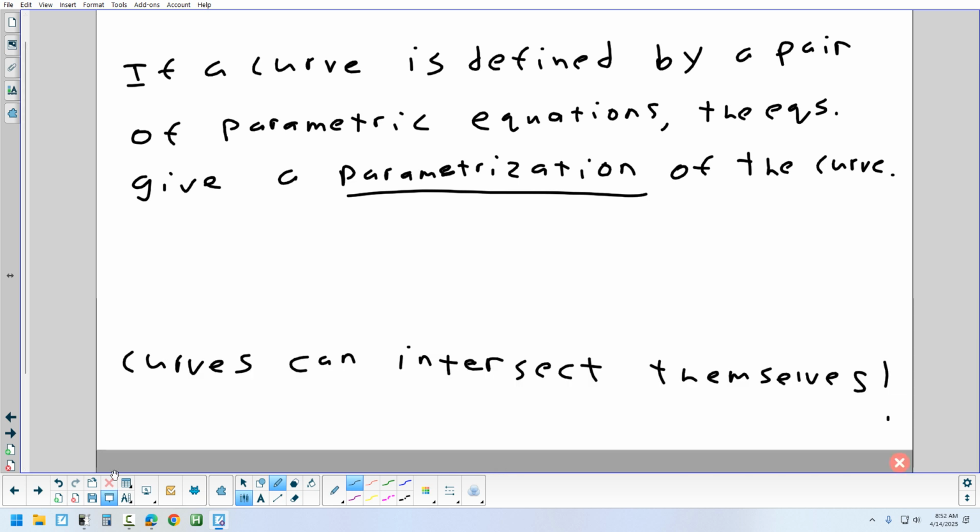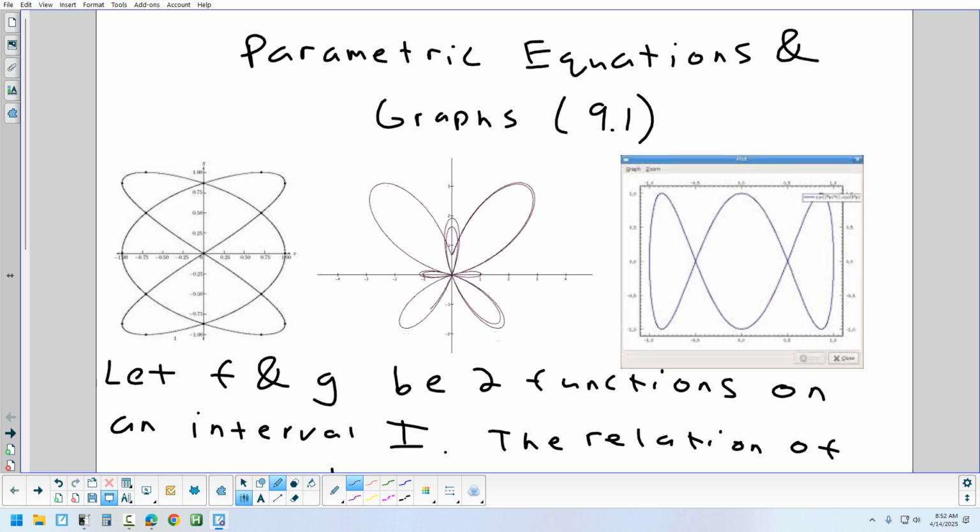Now, the other thing that's different about these kinds of graphs is they can intersect themselves. We saw that on the first page. You can have graphs that cross over, and if they intersect themselves, it means they failed a vertical line test, which is fine. They're just not functions. I think the first three that I did all intersect themselves, crossing over at some point.